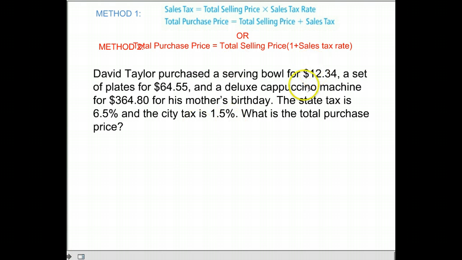Okay, so let's do another example of that. So here's David again. He's back at the store for his mom's birthday. And he's buying a serving bowl for $12.34, a set of plates for $64.55, and a cappuccino maker for $364.80. And so you can use either method 1 or method 2, whichever one you prefer. But either one we use, we have to total the purchases first.